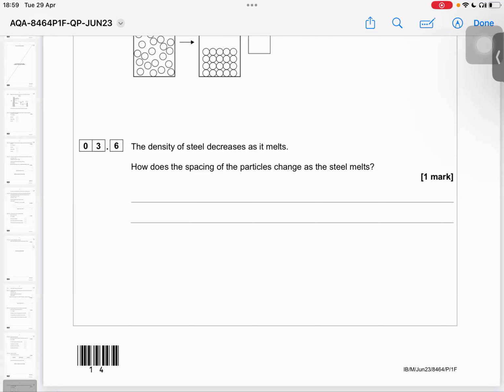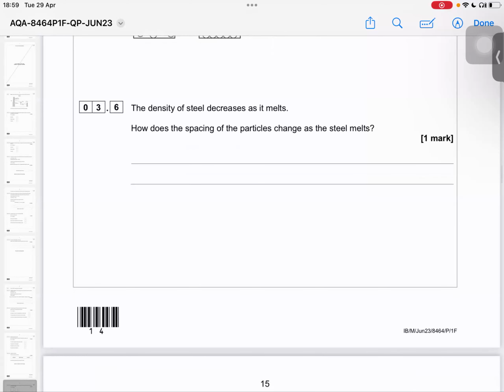So what does it say in the marking scheme? The space between the particles increases and allows the particles to move further apart. Okay. It allows the particles to move more. Okay, all right. Let's go on.